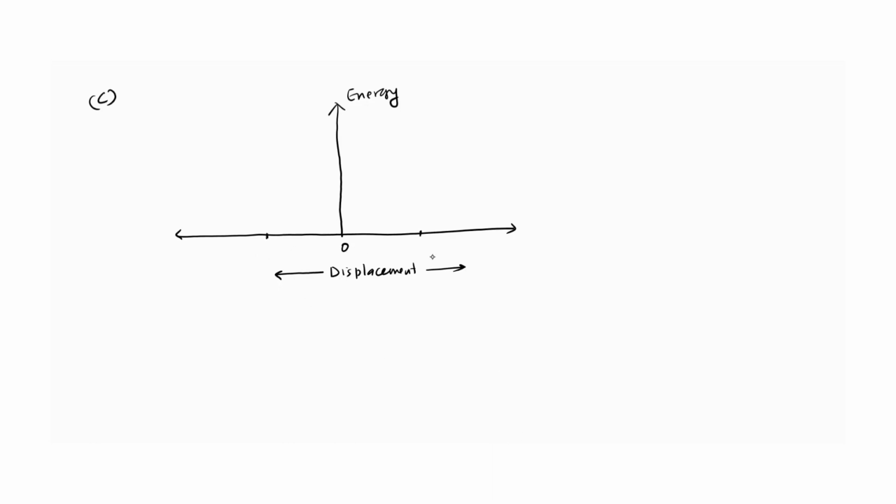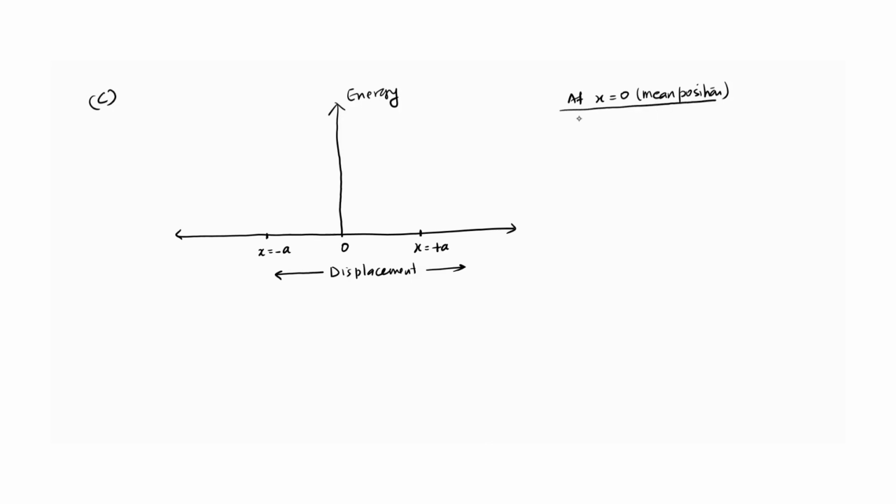I'm taking it roughly. Let's say this is plus A, maximum amplitude, and this is minus A. So I'm writing, this corresponds to X equals plus A, maximum amplitude, and here we have X equals minus A. Now what we find at X equals 0, this corresponds to the mean position.